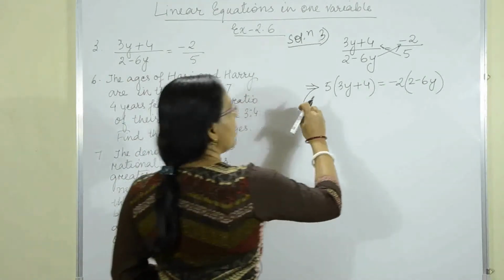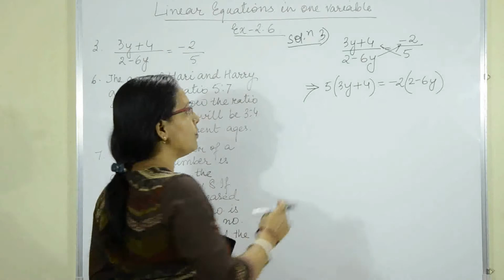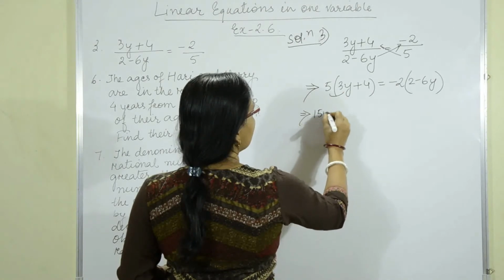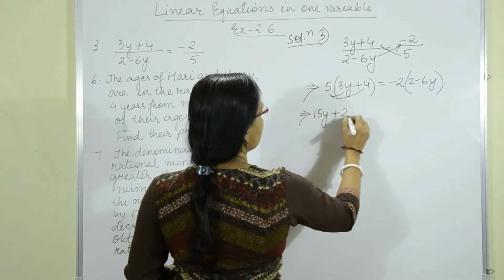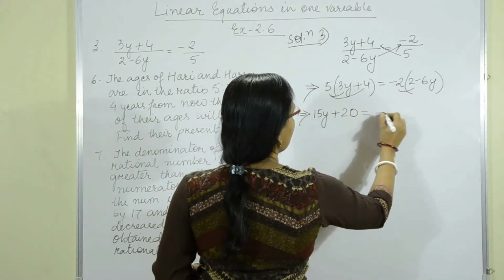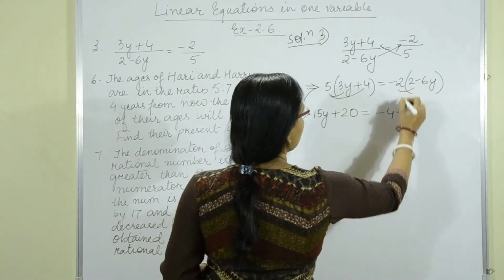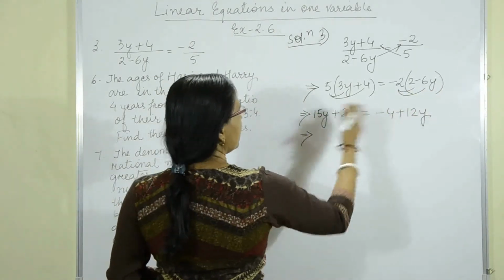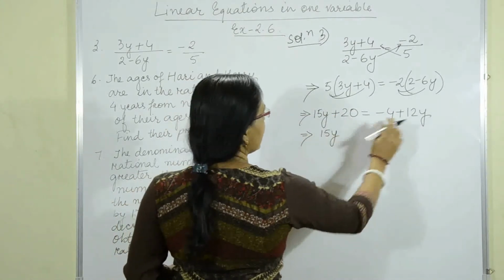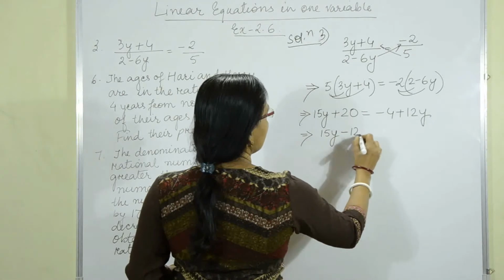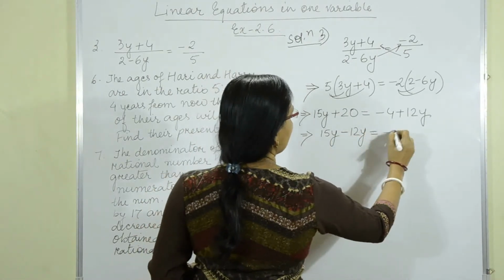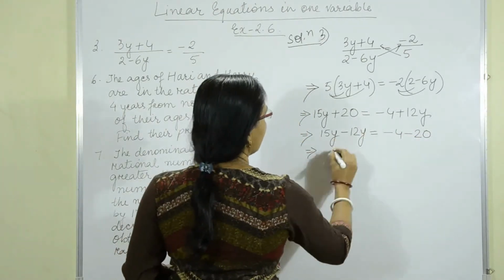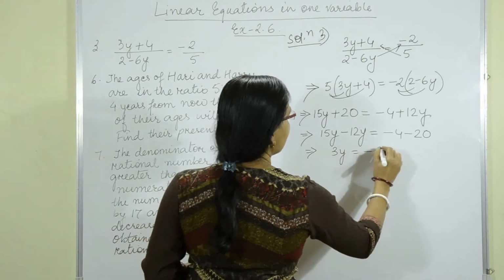So, the moment we do this, we are back to the first stage of whatever we have done so far. So, how do we do it? We multiply: 15y, then again with this, plus 20 equals, this is minus 4, and then minus into minus becomes plus, and 2 into 6 is 12y. Now we bring the y's here, 15y, this is plus 12y, the moment I bring it here it becomes minus 12y, and this is minus 4, let me bring this as minus 20. Now what do we have here? 3y = -24.